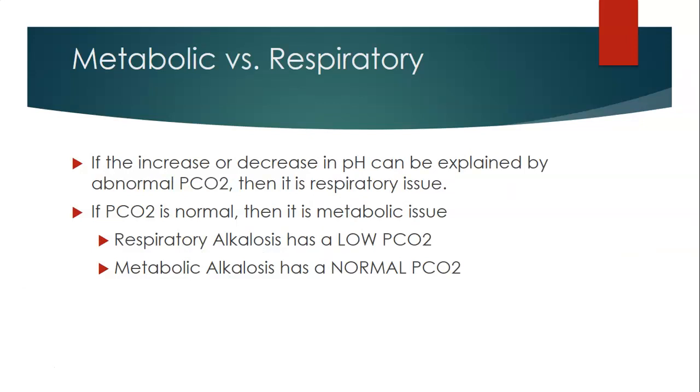So how do we know if something is metabolic versus respiratory? If the increase or decrease in pH can be explained by an abnormal PCO2, then it is a respiratory issue. If the PCO2 is normal, then it is a metabolic issue. An example of this is in respiratory alkalosis, you will see a low PCO2, whereas in metabolic alkalosis, you will see a normal PCO2. So always be looking at that, at least when you're looking at blood gas values.